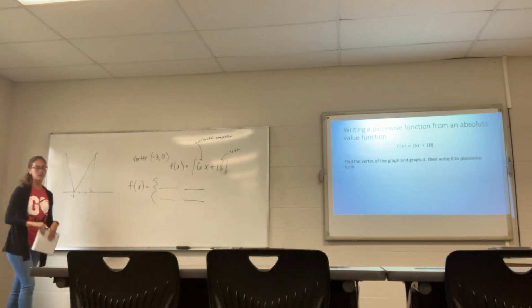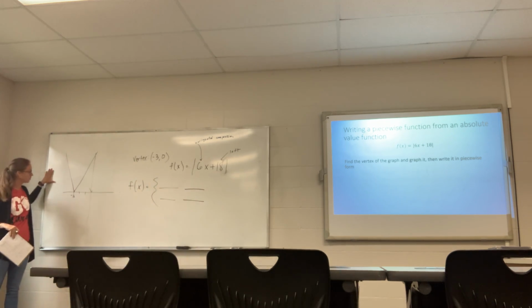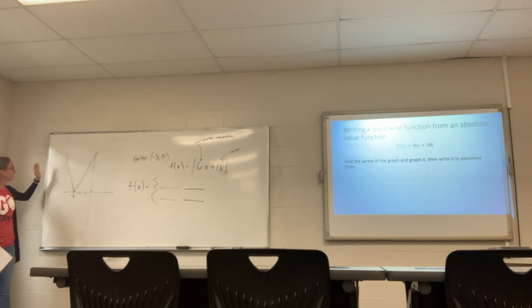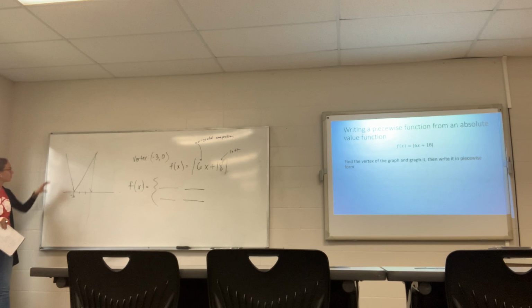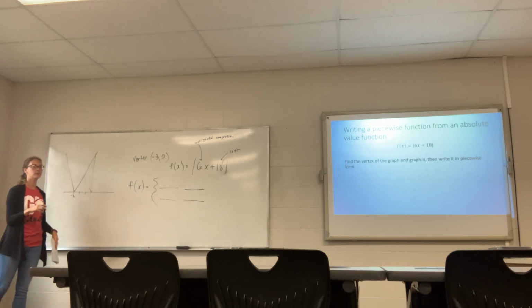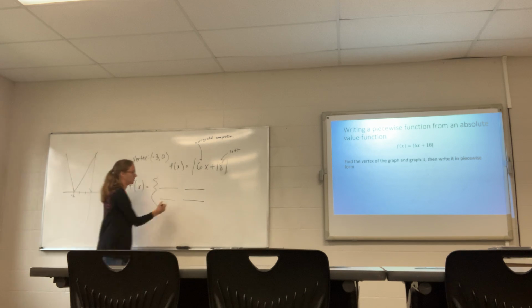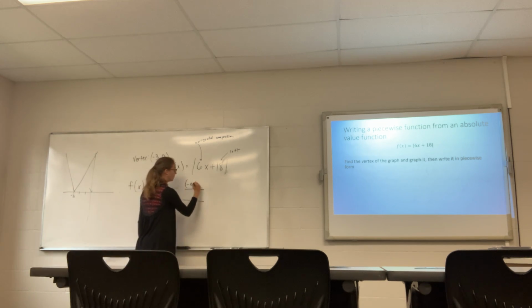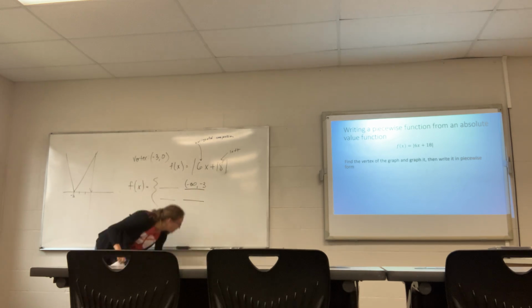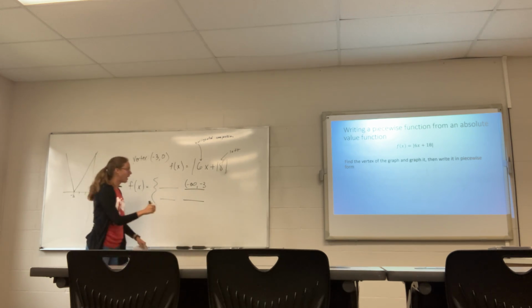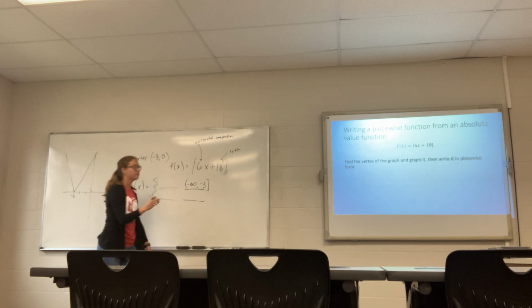Let's start with the domains because I always think that's a little bit easier. Looking from left to right for our domain, Jade, where do you think the domain for this piece should be? Negative infinity to -3. Yeah, negative infinity to -3. Do I want a bracket or a parenthesis on my -3? A bracket. Yeah, a bracket, I touch right there.